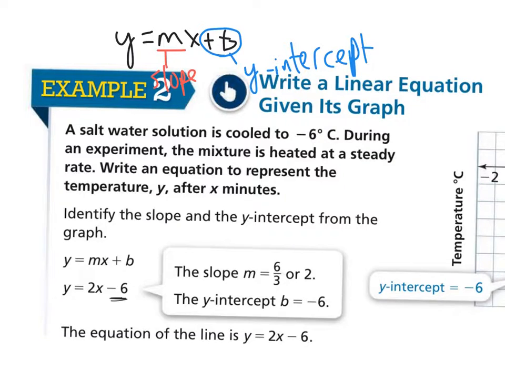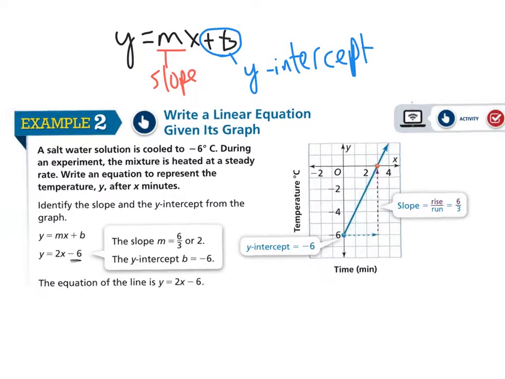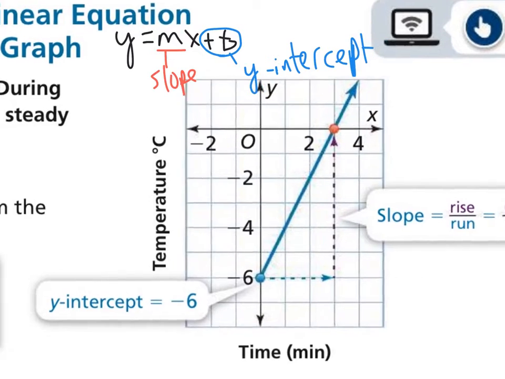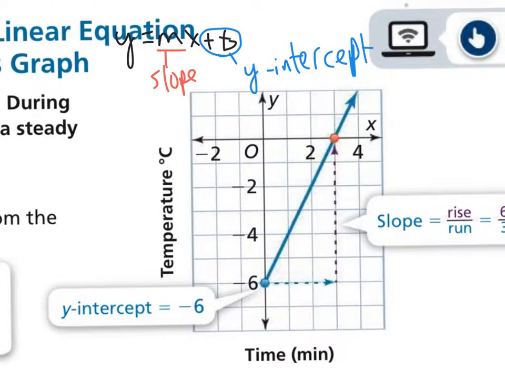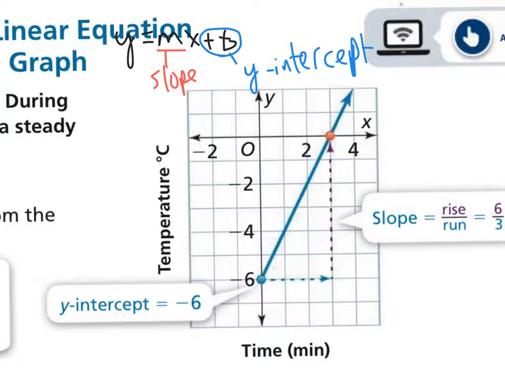So you can see the picture here from this. They want us to write an equation. So what we're doing, we're looking for two things. We're looking for what the slope is and what the y-intercept is. The y-intercept is going to be the easier thing to find. We're just looking at where it hits the y-axis, and again that would be at -6, which they kind of told you. They said it's cooled to -6 and then it's heated up from there.